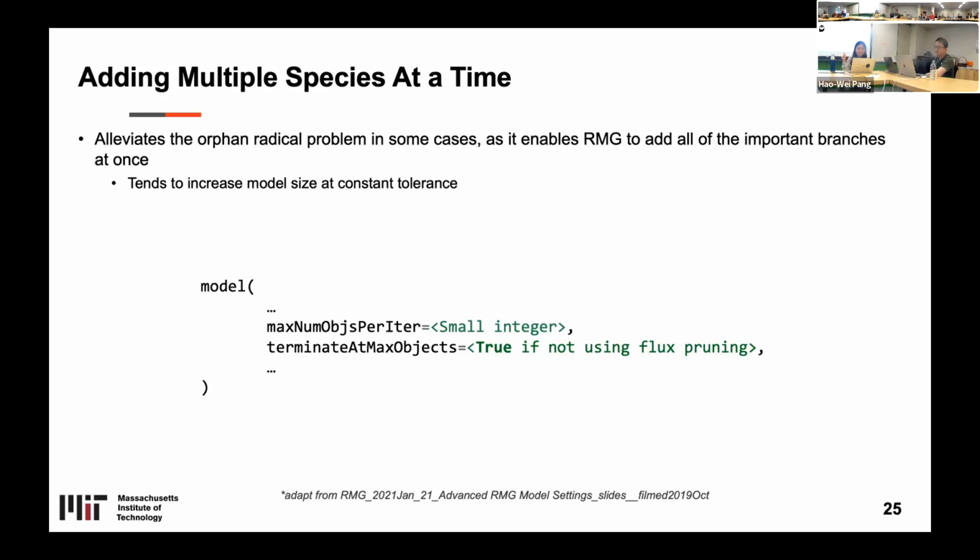The way you do this is you set a maximum number of objects per iteration that RMG can put into the core. Usually it's 1 to 2, 5, some number like that. And you can have RMG terminate the simulation once it has the maximum number of objects so that you can save the time to simulate the rest of the reactor. But you should not turn this on if you're using pruning because you want it to finish the whole simulation to prune species. So as you can see, the settings are intertwined that way. You have to be clear what settings you want to use and think about how they interact with each other.